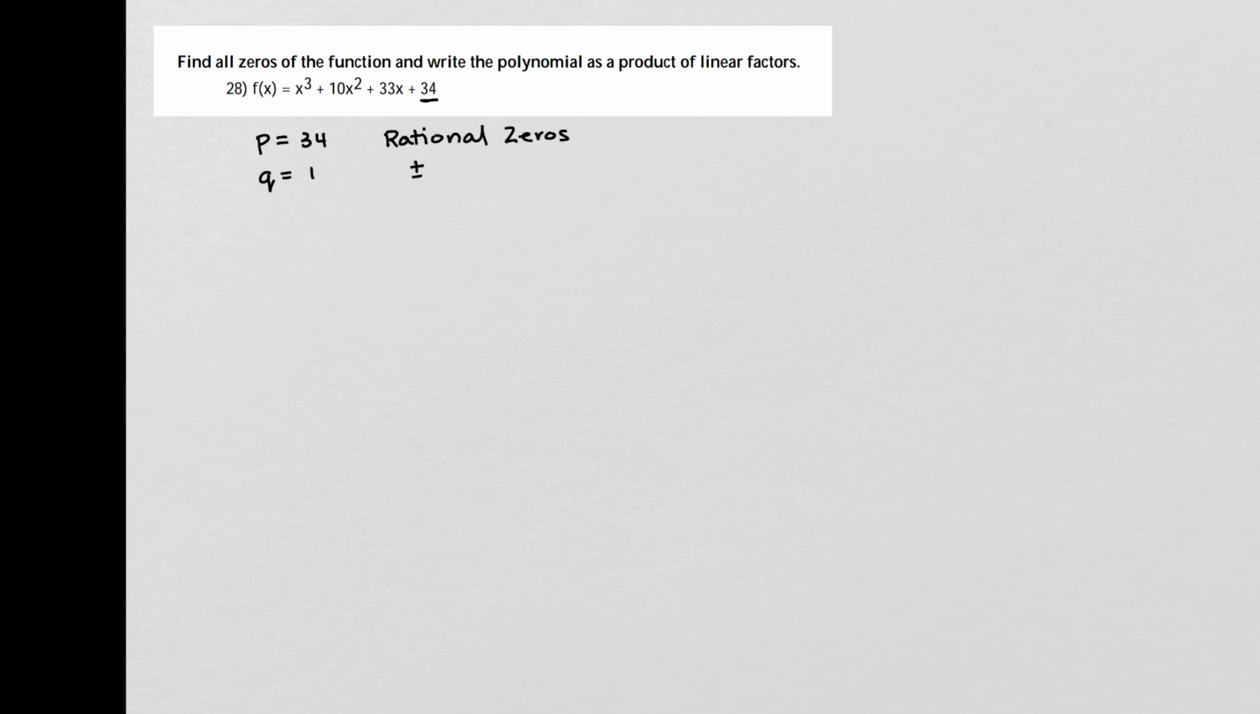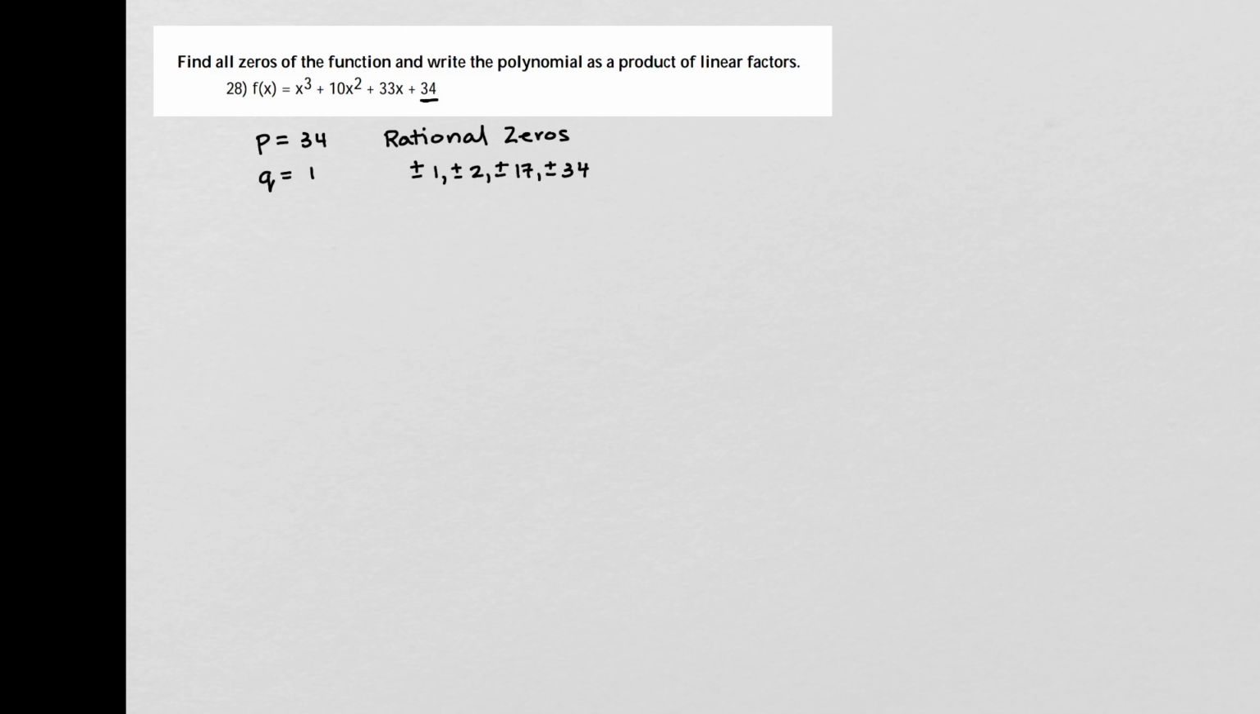are plus and minus 1, plus and minus 2. Let's see what else goes into 34. Plus and minus 17, and plus and minus 34. So these are values that I'm going to look for to see if they are zeros of the function.